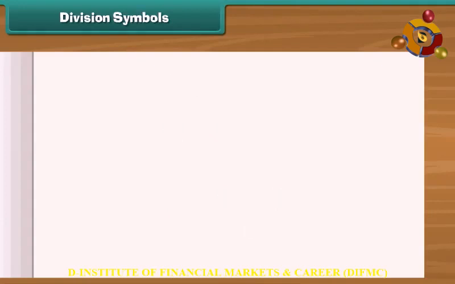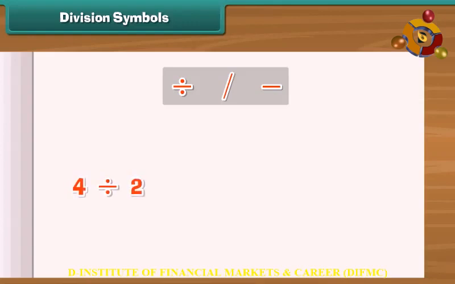Division symbols. Look at these symbols. These are division symbols. We use these symbols to indicate a division operation. For example, 4 divided by 2 can be written as 4 ÷ 2, or 4/2, or 4 upon 2.